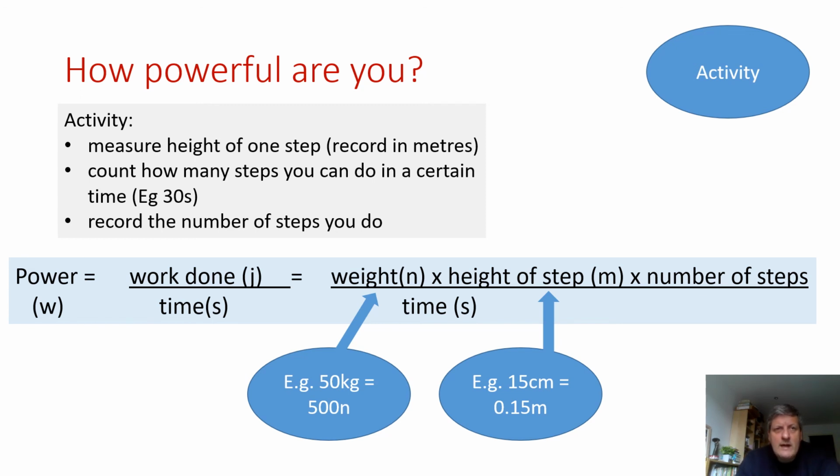You'll see that our weight needs to be in newtons. So for example, if you know your mass in kilograms, you can times that by 10 and it gives you your weight in newtons. If you're not sure, then you can just use 500 newtons as your weight. Remember that the height of the step needs to be in meters. So if you've measured in centimeters, that will need to be converted to meters.